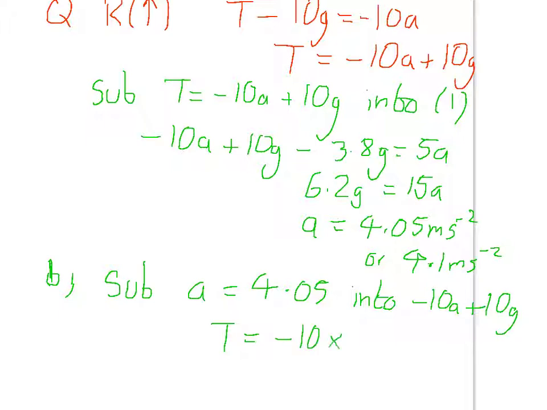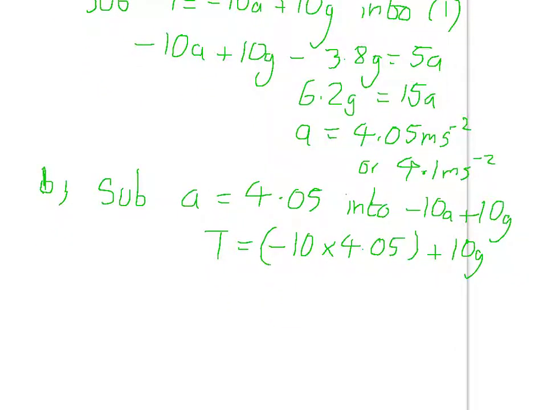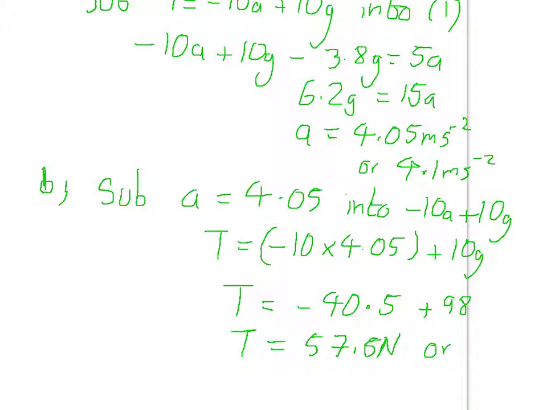So T equals minus 10 times 4.05 plus 10g. Tidy this up and you get T equals minus 40.5 plus 98, which gives you T equals 57.5 newtons, or 58 newtons, to two significant figures. Now here you could use the more accurate answer, which is to do 6.2 times 9.8 divided by 15.